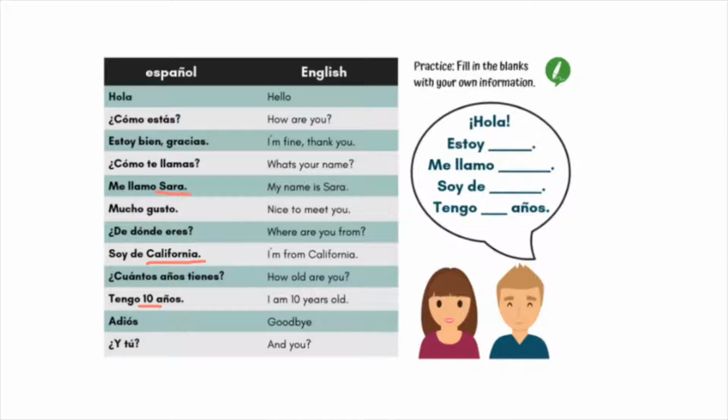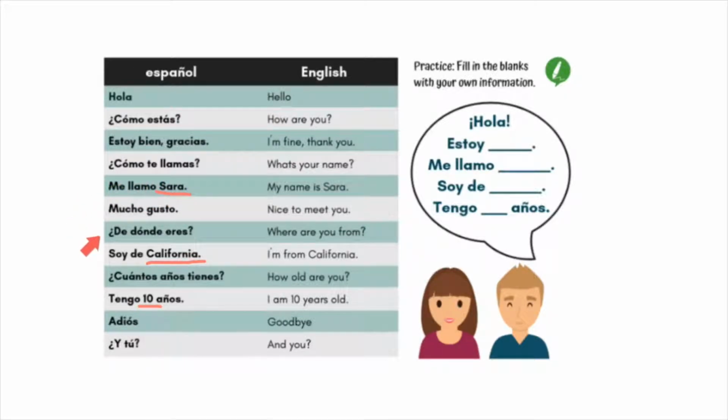So right now, I'm going to start by asking you a couple questions, and I want you to try to answer them. So if I asked you the first one, ¿Cómo estás? How would you answer that? Hopefully you said, Estoy bien, gracias. Let's try another one. ¿Cómo te llamas? Your answer should be me llamo and then your name.